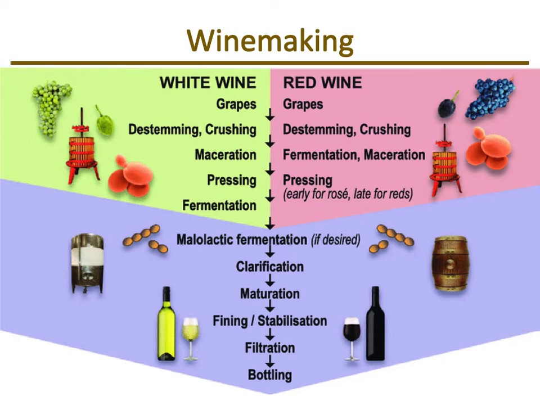is going to be grapes, and then they go through a destemming, crushing procedure where this is kind of where quality control happens. So any grapes that don't meet certain standards would be removed. And then we have a maceration process where it's further broken down.